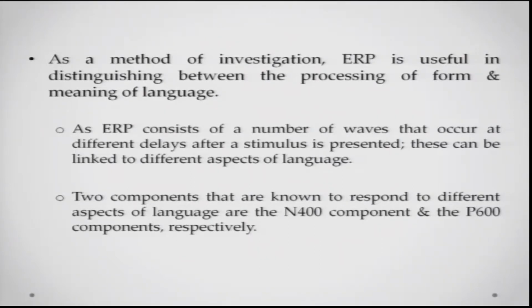As ERP consists of a number of waves that occur at different delays after a stimulus is presented, these different kinds of waves have been linked to different aspects of language. Just to take an example, the N400 component, where N means negative and 400 means 400 milliseconds, is linked to a person's processing of meaning. If you are processing something which is not meaningful and does not really fit in with whatever you have read earlier, the N400 component might come up.